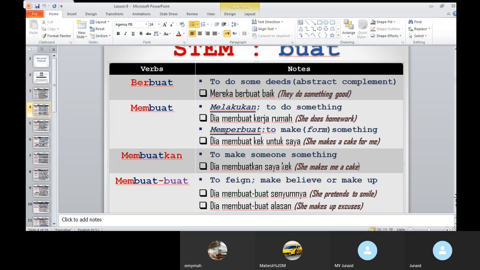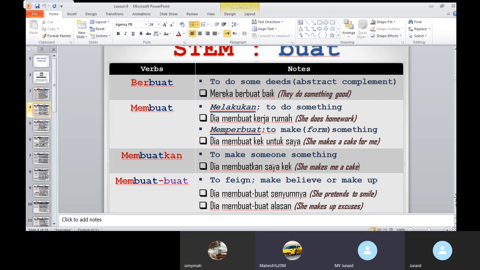But you don't have to worry. In spoken Malay, you just use buat. You don't say berbuat. You don't say membuat. You don't say membuatkan. You just say buat. So like this one, mereka buat baik. That's enough in spoken Malay. Dia buat kerja rumah. That's also enough. Dia buat cake untuk saya. Dia buatkan saya or buat saya cake.